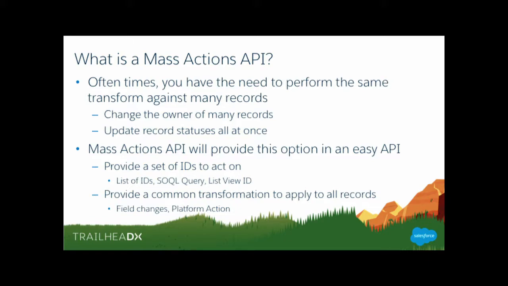But the idea is that you need to perform the same action against a large set of records. The way we're going to do this is through a transform and a list. The list is a list of IDs that we want to get. We're looking at a number of different ways to gather these IDs. The one I'm going to show you is a SOQL query, so you pass in a query that identifies the records you want to update. We're also looking at just a plain old array and a list view ID. You give us a list view and we can drive off that. And then you want to provide a common transform. This is going to be field changes, platform actions, just the same thing you want to do over and over again.